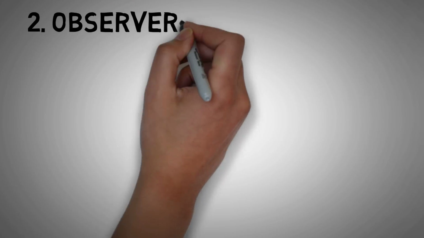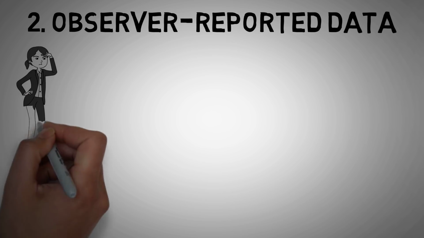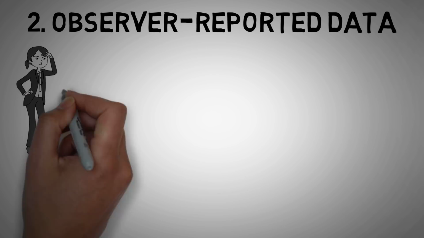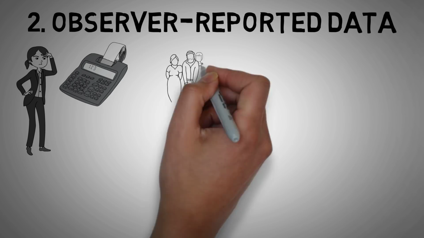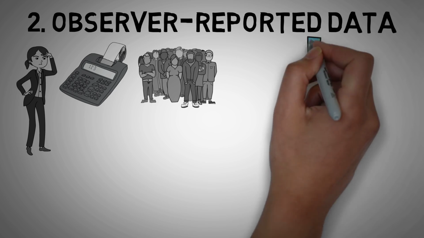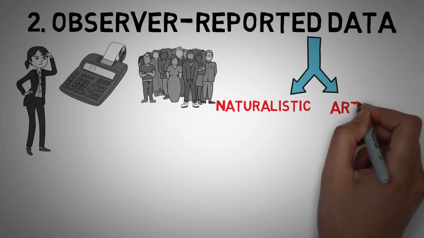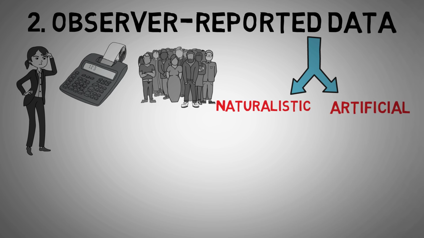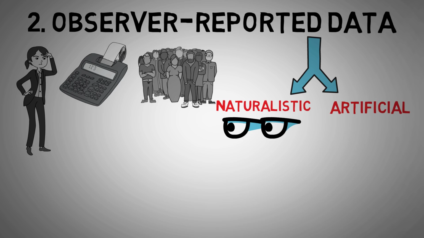The second type of data is called observer-reported data. There are ways to gather a person's data without their bias or input. See, scientists can collect data through observations and using their findings to make conclusions about the people in the study or even a larger group of people. Within observer-reported data, there's actually two different types: naturalistic observation and artificial observation. When researchers conduct naturalistic observation, they don't actually tell the people that they're being watched. Now, the opposite goes for artificial observation.